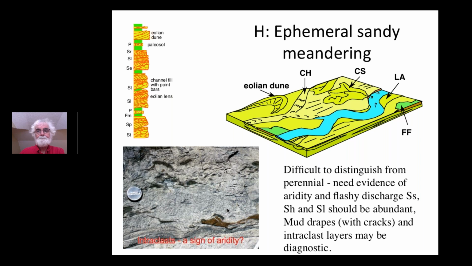Ephemeral systems, a bit more rare. I don't have any real records for these of a single channel. But ephemeral conditions are probably indicated in the Precambrian record by the abundance of intraclasts, because typically these will break down within 300 to 400 meters of where they're eroded from an in-channel mud or from a channel wall mud.